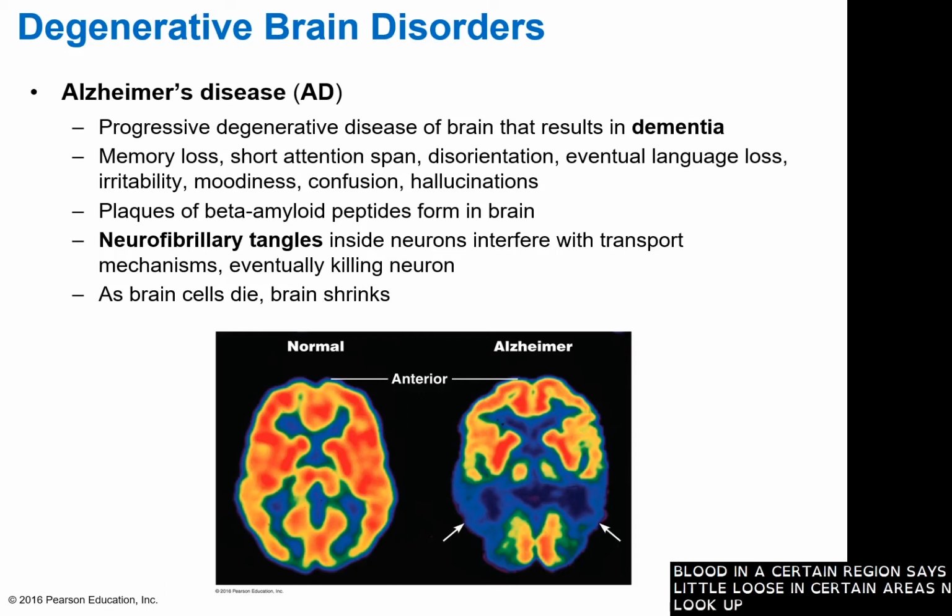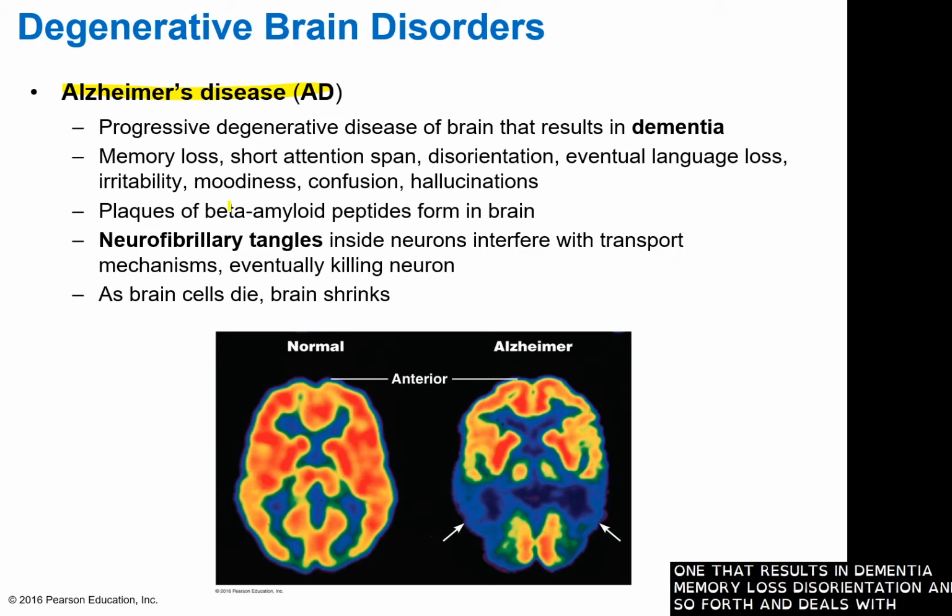Now, a couple degenerative brain disorders. The one I studied for my dissertation was Alzheimer's disease. So if anyone wants to talk more about this, feel free. I know all about it. This is the one that results in dementia, memory loss, disorientation, and so forth.